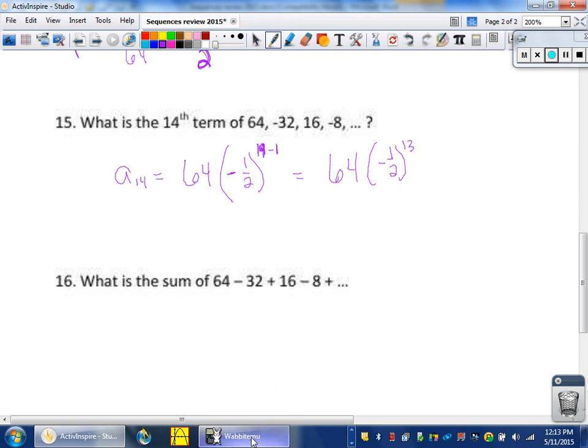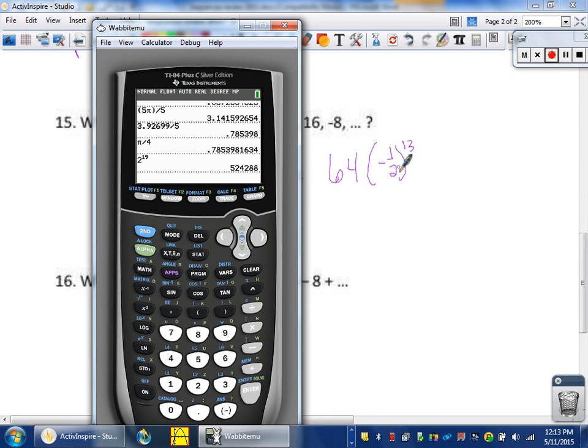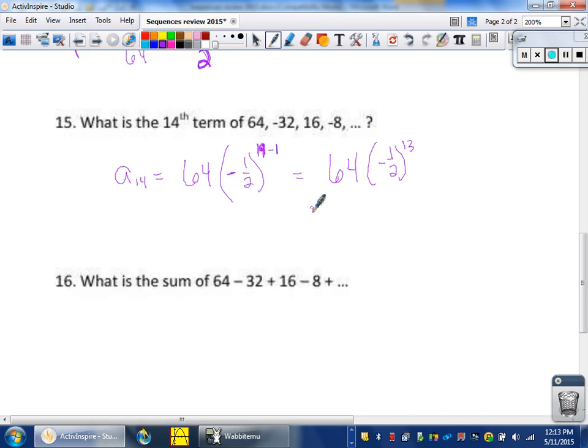So let's go to our handy dandy calculator. Turn it on. There we go. 2 to the 13th power, 2 caret 13, is 8192. So this is 64 times 1 over 8192, which is negative 64 over 8192.